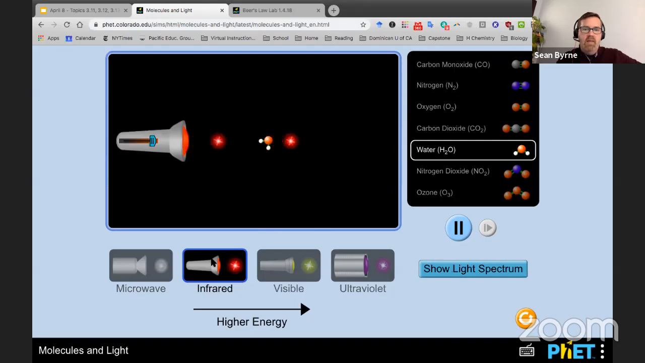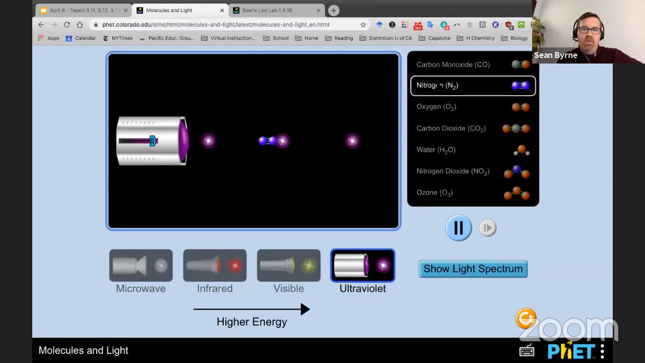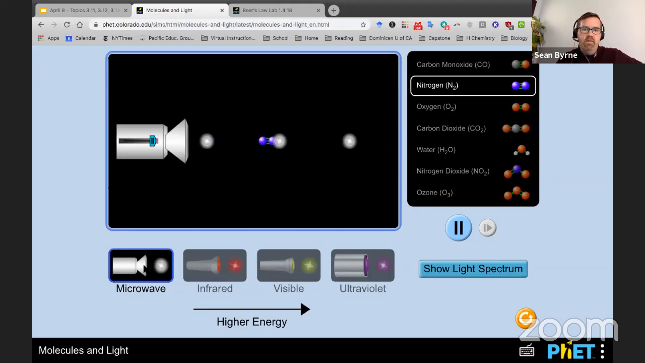What would I predict might happen with infrared? Based on what we saw with carbon dioxide, I might predict that infrared is going to cause some vibrational motion again, and that's what we see happening here. Visible and ultraviolet light are not doing anything similar. Now, because we have just a second here to analyze this a little bit more, I'm going to pull up nitrogen and go back to our microwaves.